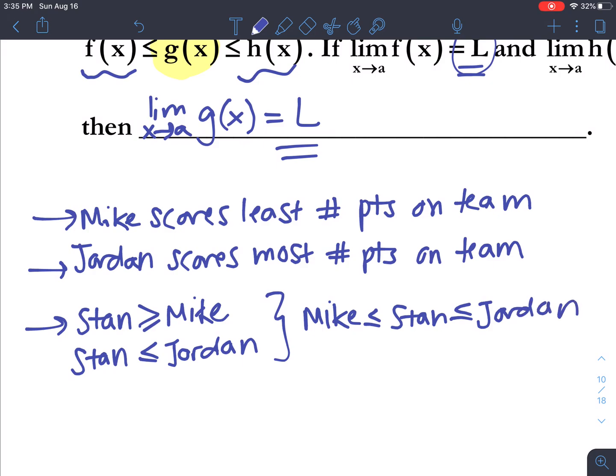So again, think of Stan as the g of x function. We don't know anything about Stan's exact point values that he usually scores, but we know he's in between this f of x, Mike, and this h of x, Jordan. Stan is in between here. So we know some info about this guy, and some info about this one, but we're not totally sure how many points Stan typically scores, except that it's in between.